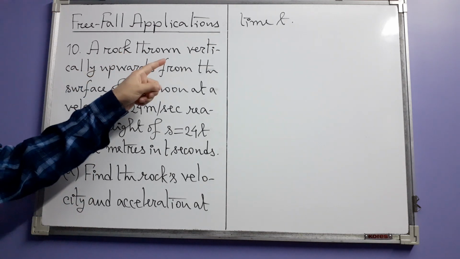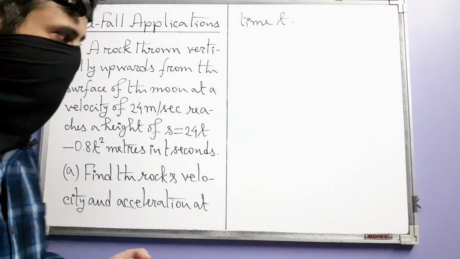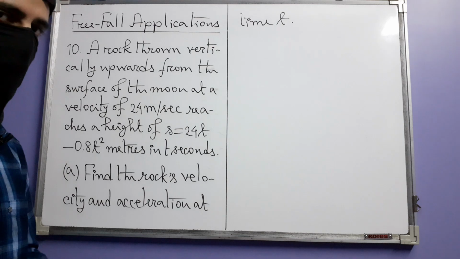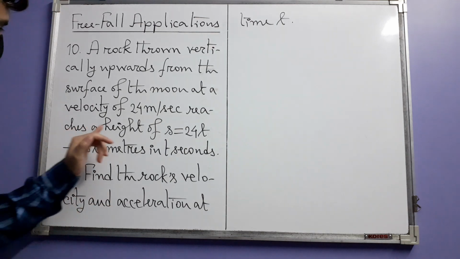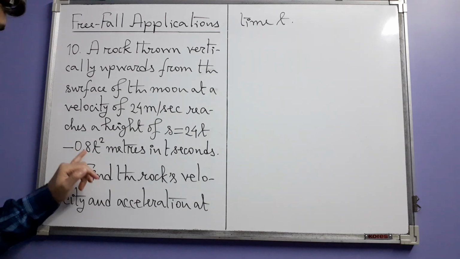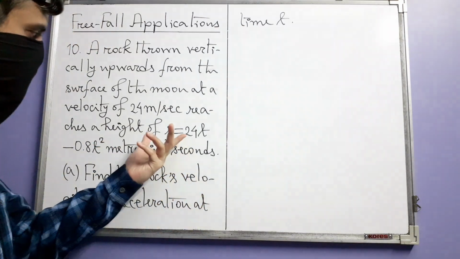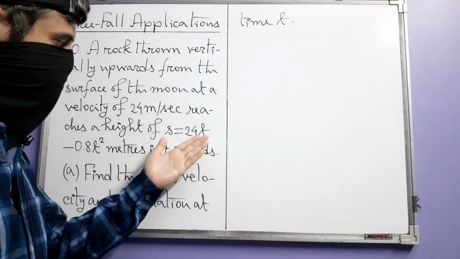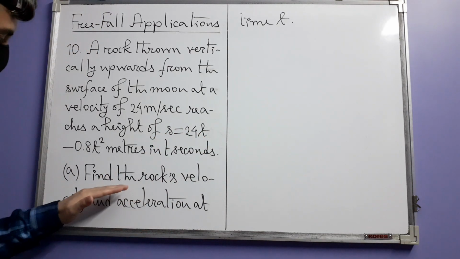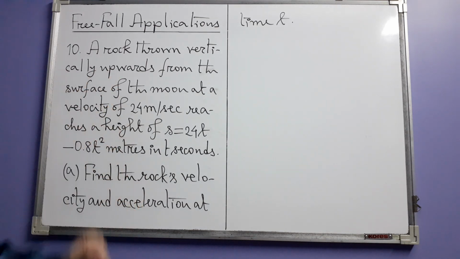Here, a rock is thrown vertically upwards from the surface of the moon at a velocity of 24 meter per second, and it reaches the height s equals 24t minus 0.8 t square meters in t seconds. So the displacement or height as a function of time is given to us. And there are several parts. This is the first one. We have to find the rock's velocity and acceleration at time t.